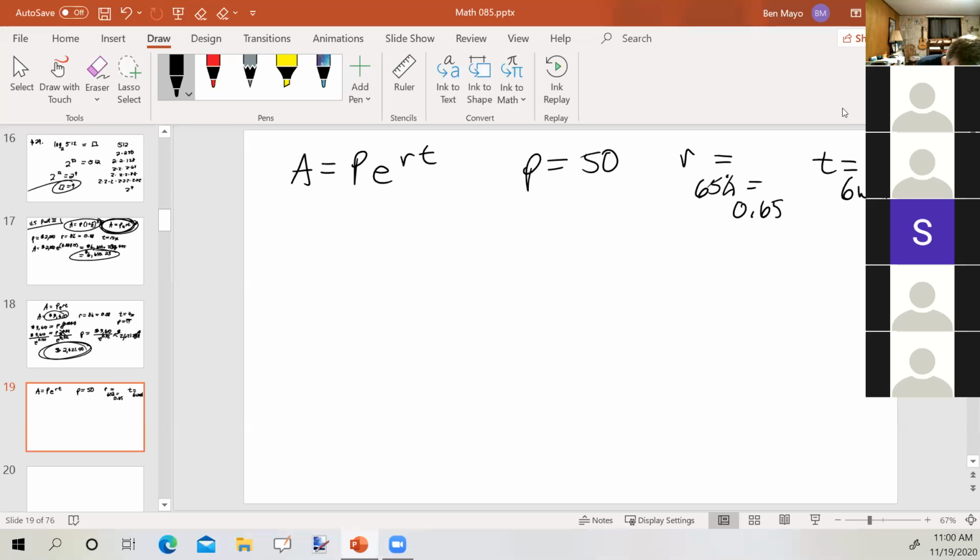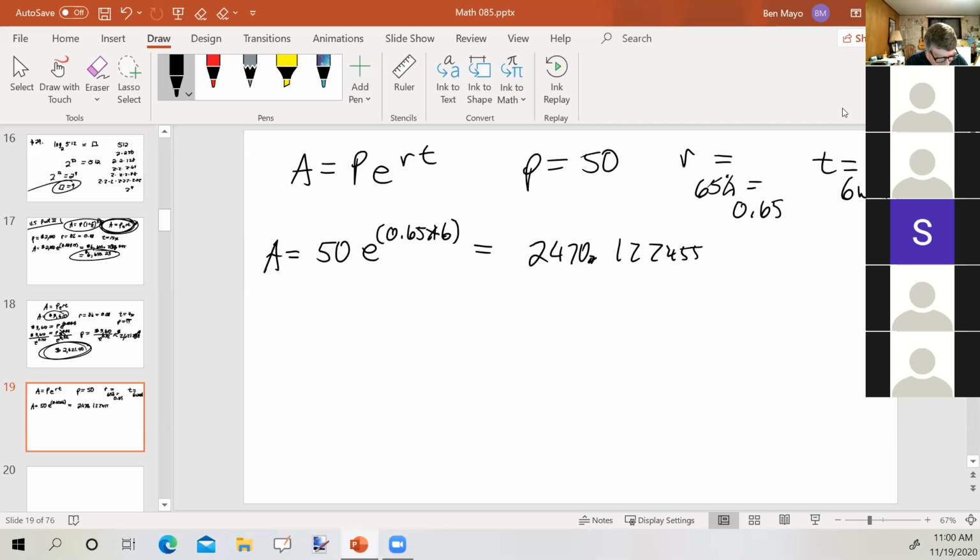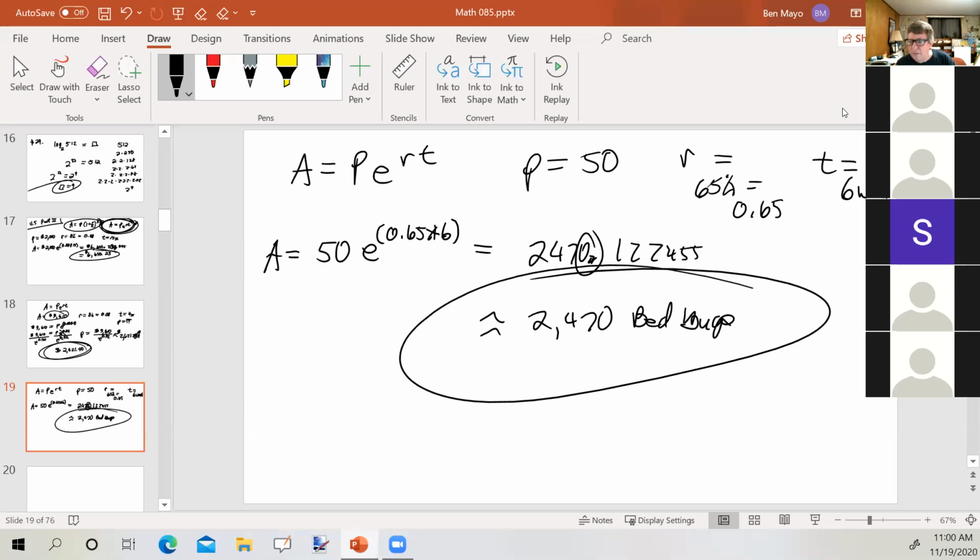All right. So A equals 50 times e to the 0.65 times 6. So on my calculator, 50, second e to the x, 0.65 times 6, close it up, and I get 2470.122455. We're dealing with bed bugs, so we'll round off to the nearest whole bed bug, which would be 2,470 bed bugs. All right with that?